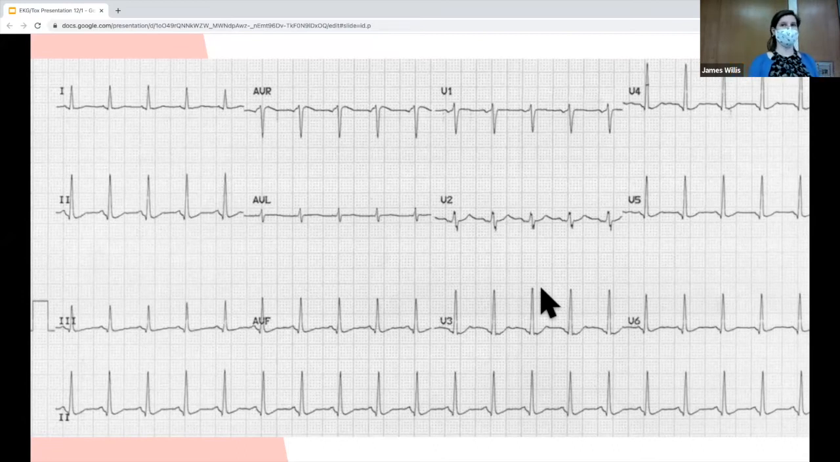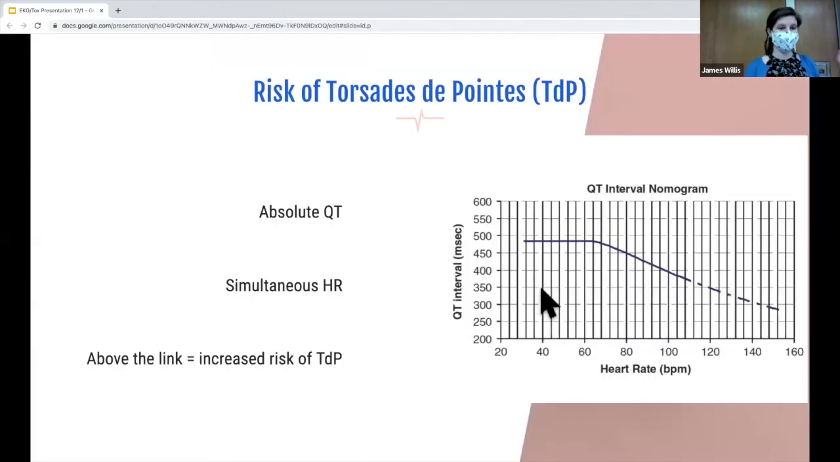So we all have this issue where we're like, their QT is long. Can I give them these QT prolonging medications? Are they going to go into torsades while I'm taking care of them? So this is our main fear with all of our QT prolonging medications. So there are 2 ways that you can assess the risk of torsades, and this is specifically in a tox patient. You can use the nomogram, and this is where you take the absolute QT.